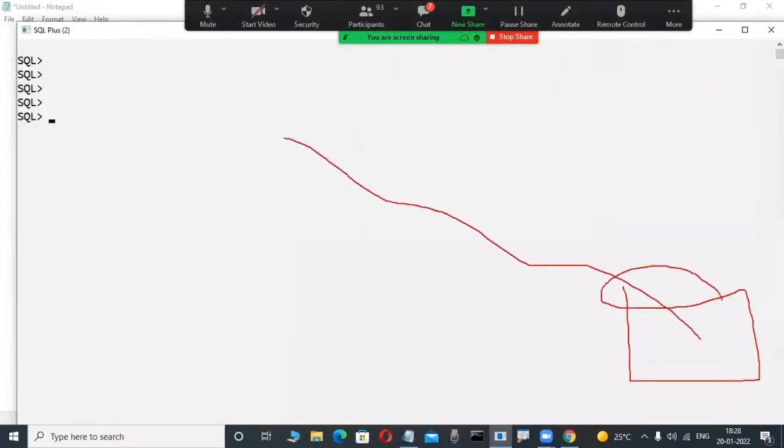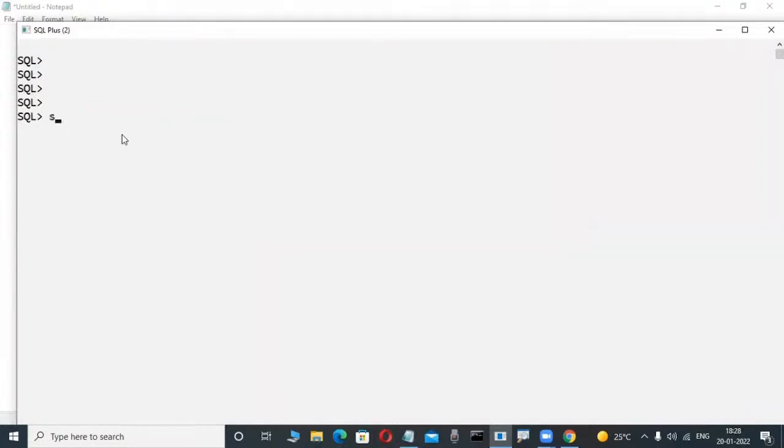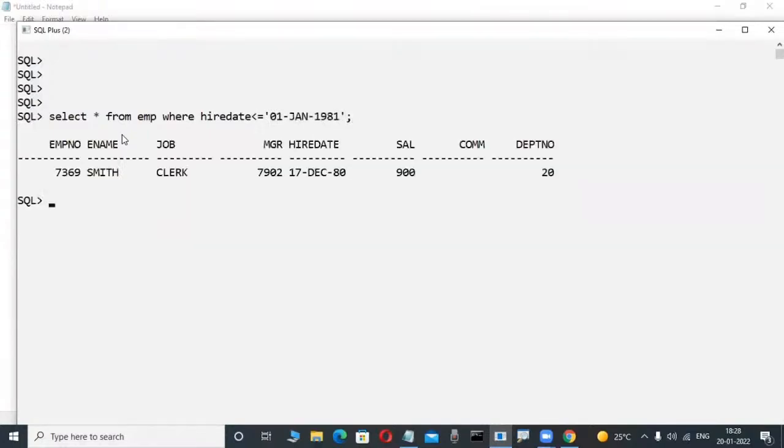How do they fetch this data? They write queries. Observe here: select star from table name where hire date is less than or equal to 1st January 1981. Just by writing the query, the data is automatically displayed.